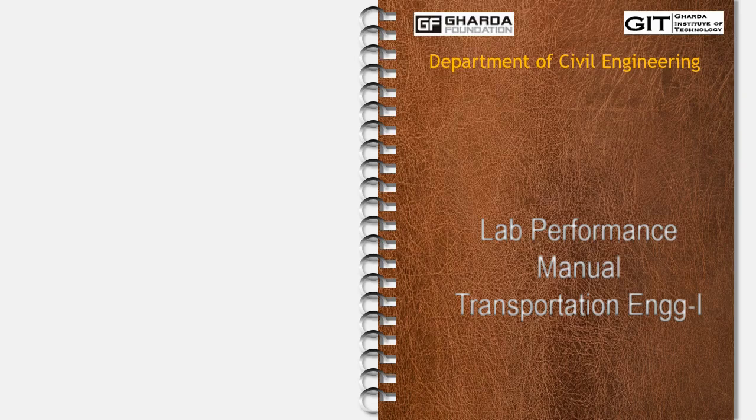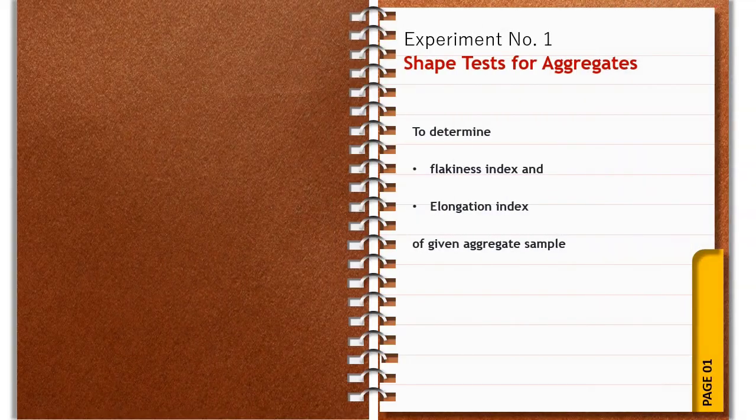Under the subject Transportation Engineering, we'll cover experiment number 4, which is estimation of flakiness index and elongation index. Basically, this is a shape test for aggregate, and the aim of this practical experiment is to determine the flakiness index as well as the elongation index for a given aggregate sample.